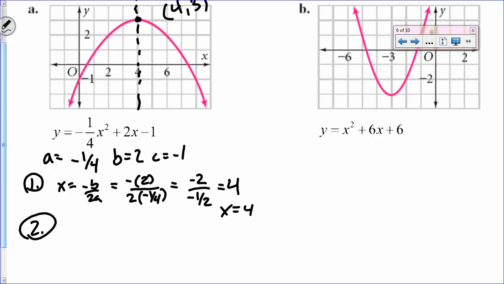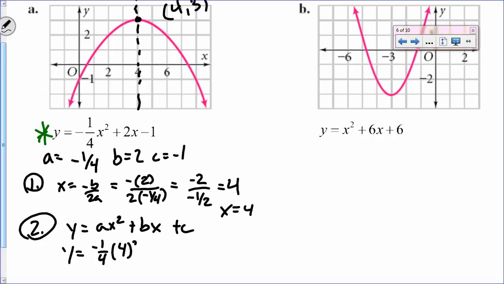So the second step was to plug that back into our quadratic, y equals ax squared plus bx plus c, which in this case, I'm going to highlight here in green. We haven't used green today. So we're plugging it in for x. We've got y equals negative 1/4 times x squared, so 4 squared, plus 2 times x, so 2 times 4, minus 1. Simplifying this, it's going to be important that you have scientific calculators to make simplifying these and plugging these values in much easier.